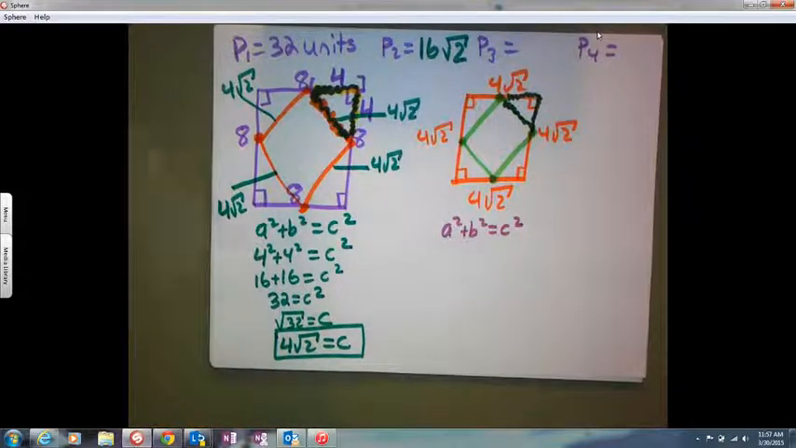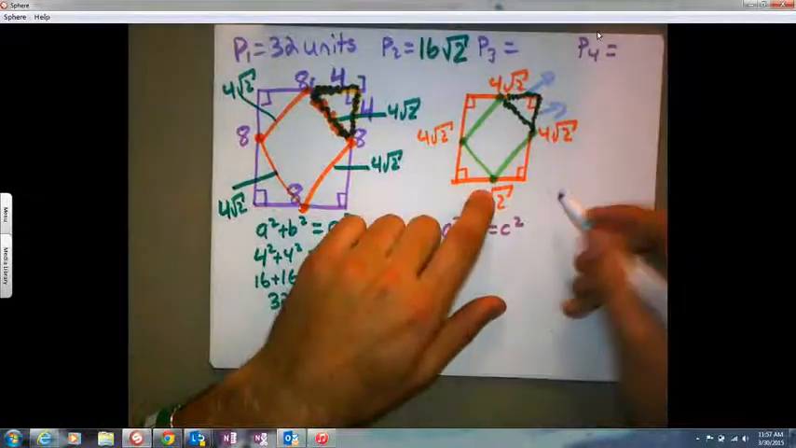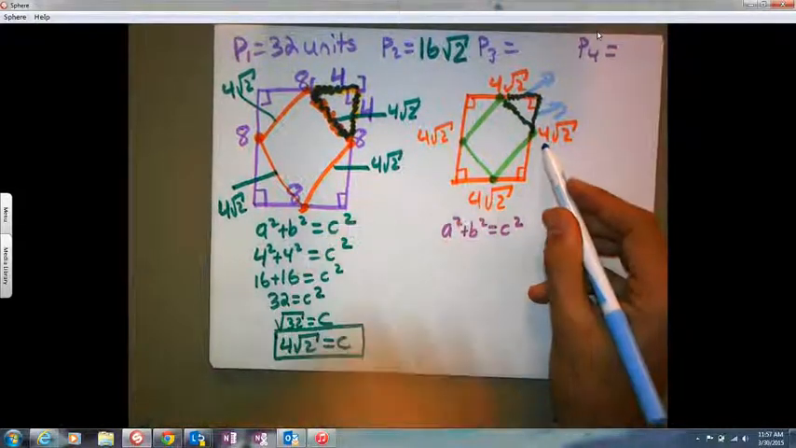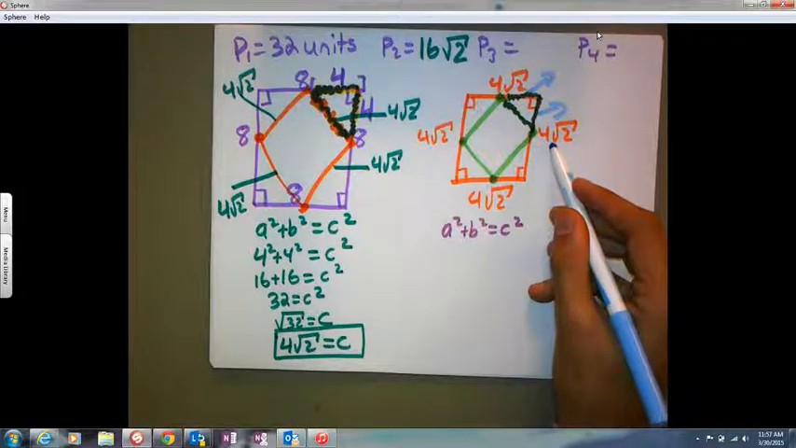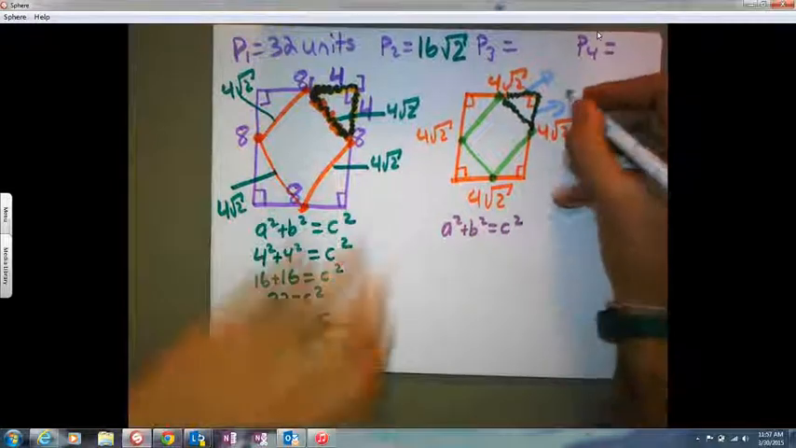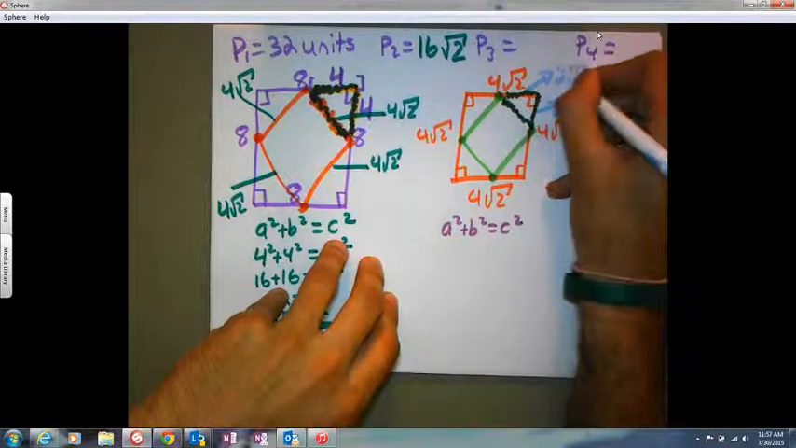So what is a squared and what is b squared? Well, the question is what is a and what is b? So how much is this side right here? How much is this side right here? Well, if this whole thing is 4 root 2, this smaller piece, half of it, must be 2 root 2. Because remember, this is just half of the whole side.